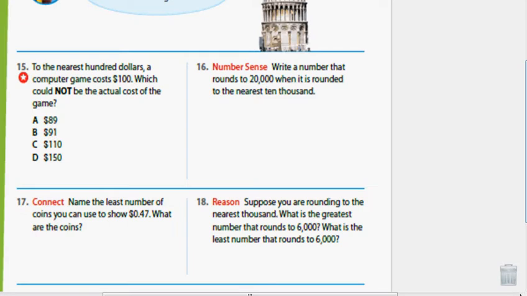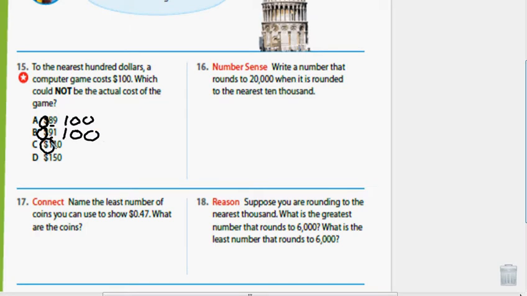Right here on A, circle this. It's basically a 0 in the hundreds place. Underline the 8. The 8 is telling the 0 to go up, so that's going to round to $100. Same thing on B. Circle this. There's a 0 in the hundreds place. Underline the 9. The 9 is telling the 0 to go up to a 1. That rounds to $100.